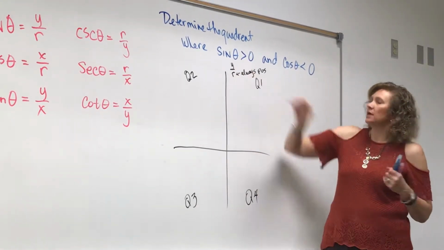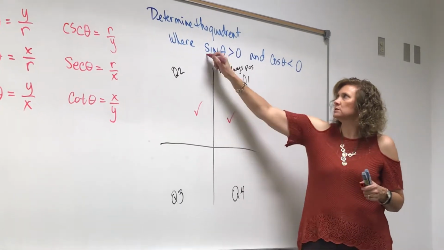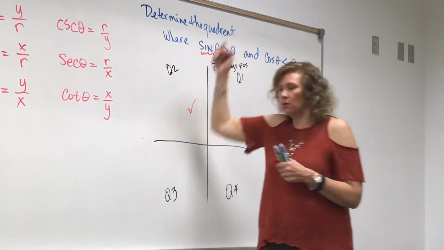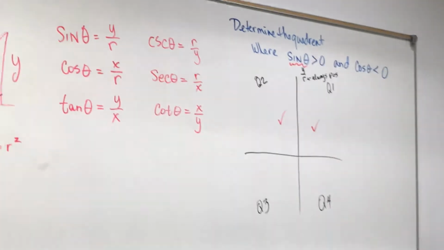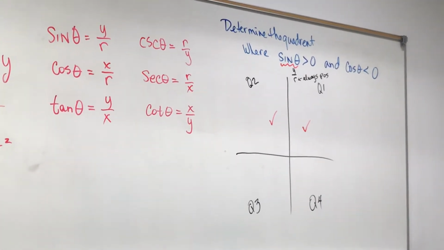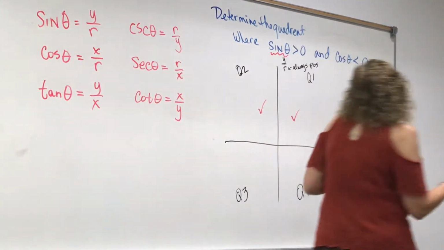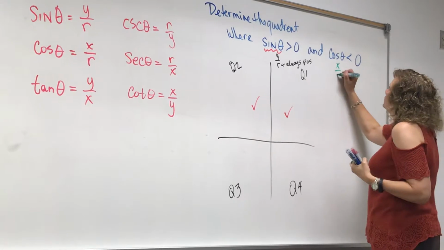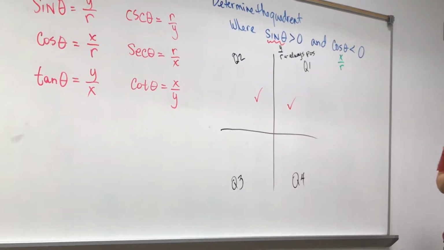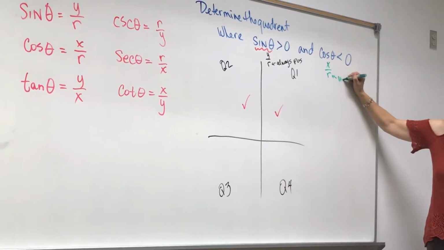So I want sine to be positive. So right here. So that's sine. We've narrowed it down to 2 quadrants instead of 4. So bonus for us. All right, but we also want cosine to be negative. Cosine is x over r. This can be a little bit more helpful than adjacent over hypotenuse. Again, r is always positive.